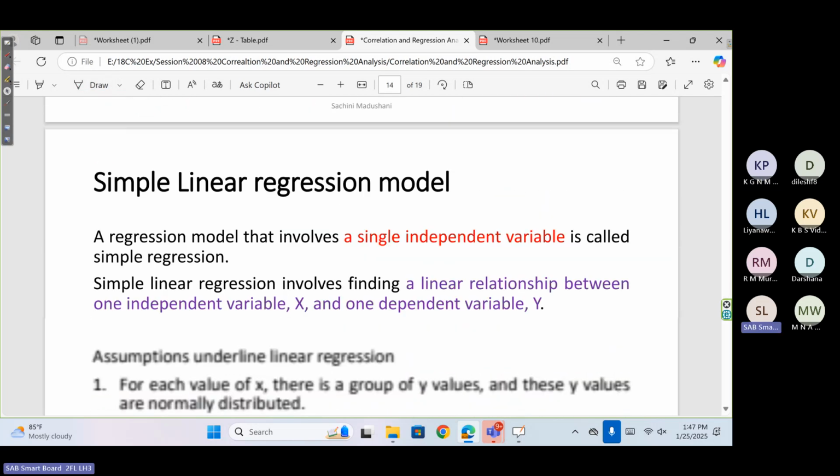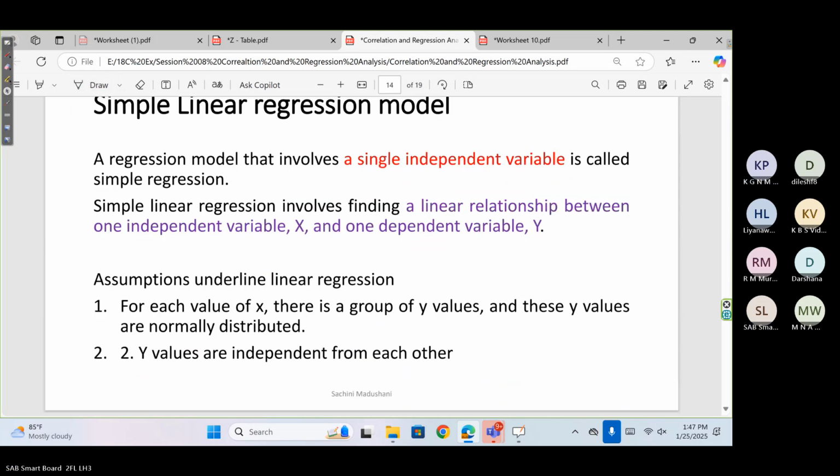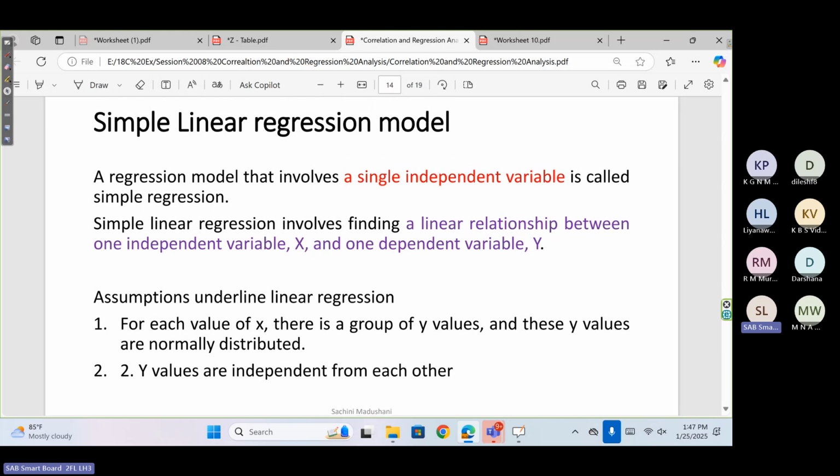Then here, simple linear regression model. In your syllabus, you need to study only simple linear regression. Clear? In here, one independent and one dependent variable. It's clear? Understood? Then these are the two assumptions underlying here.